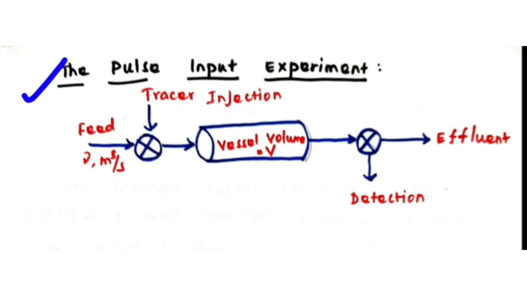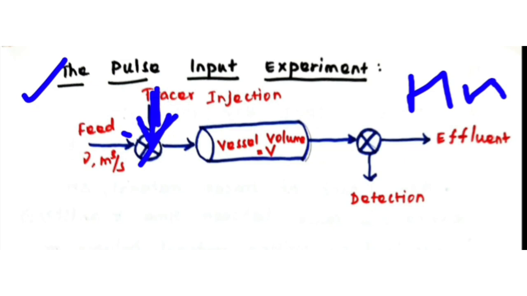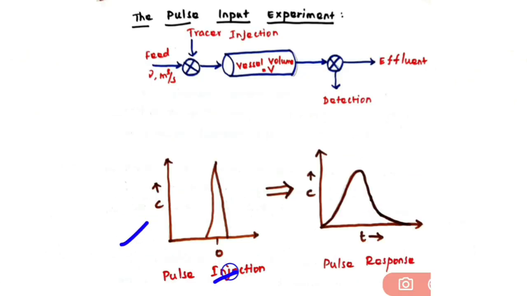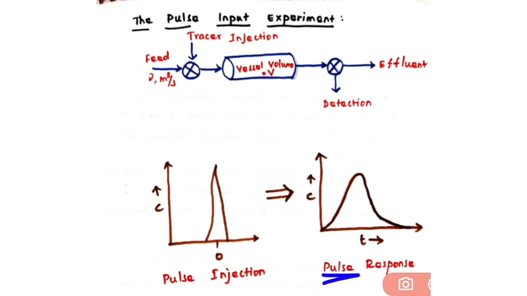In the pulse input experiment, a known quantity of tracer, say m kg or moles of tracer, is injected in one shot instantaneously. That is, in a very short period of time you inject your tracer in one shot with the feed entering the reactor. Then you record the concentration of your tracer in the effluent stream. This is your pulse injection curve, the concentration of your tracer with respect to time at the inlet of your vessel, and this is your pulse response curve, the concentration of your tracer with respect to time recorded at the outlet of your vessel. This pulse response curve is known as the C pulse curve.